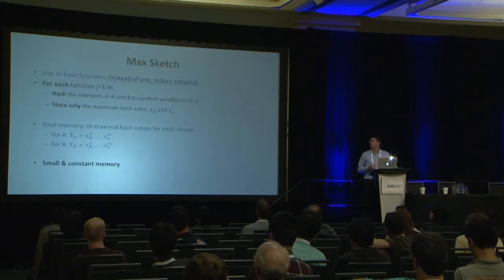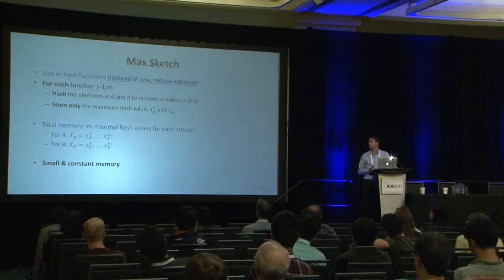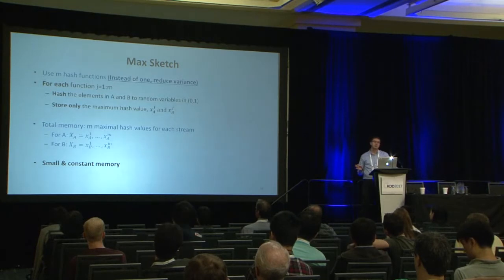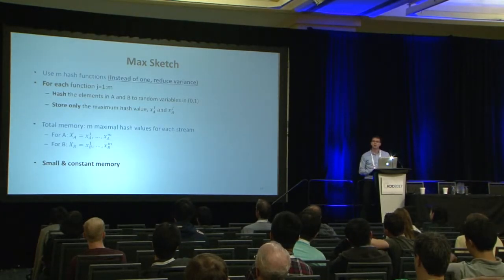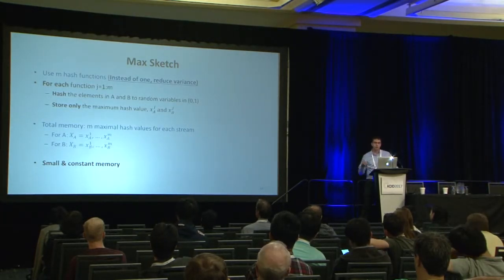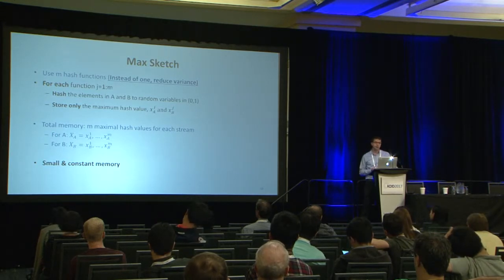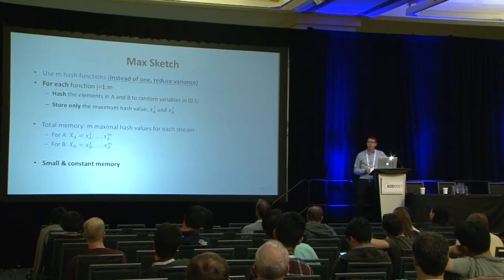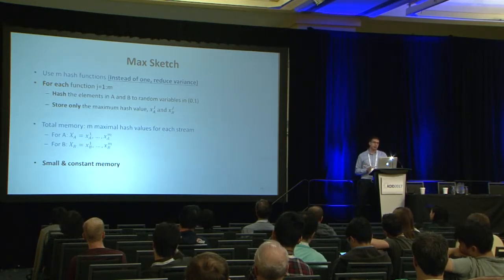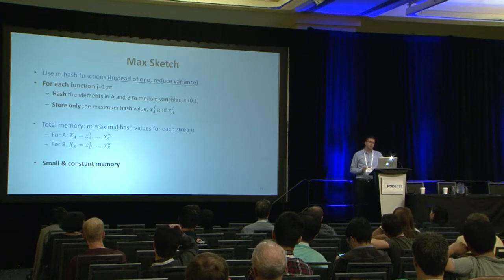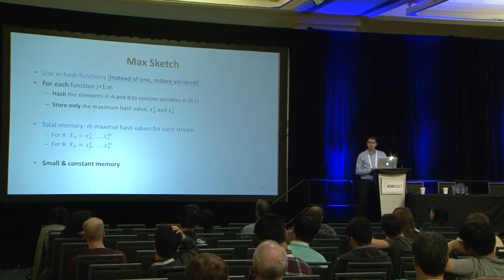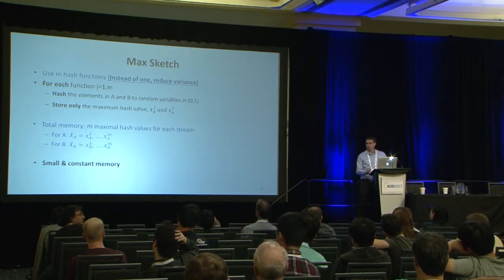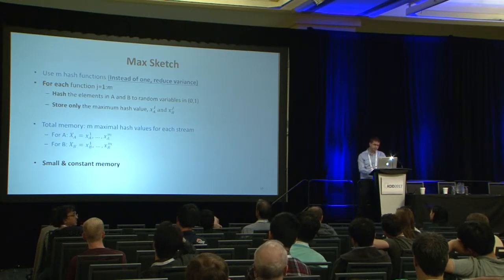In order to have better estimations and reduce the estimation variance, we don't use only one hash function, but m hash functions, and repeat the procedure from before. We hash all the elements in A and B to hash values between 0 and 1, and store only the maximal hash value of A and B. So in total, we have only m maximal hash values in memory for each stream, for A and B, which is small and constant.